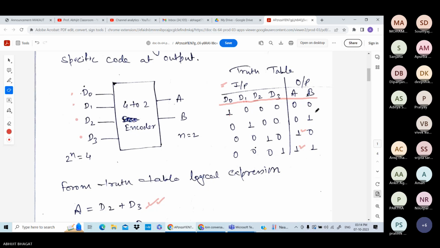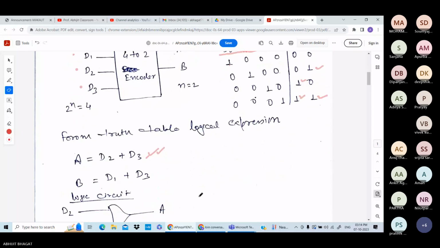Similarly for B. For B, you can see it is 1 at this position, it is 1 at this position. You can see from the truth table, this is 1 for D1 at a certain time, and this is 1 for D3 at a certain time. So for B, the expression will be D1 plus D3. So this is the logical expression for the given encoder circuit. A equal to this and B equal to this.